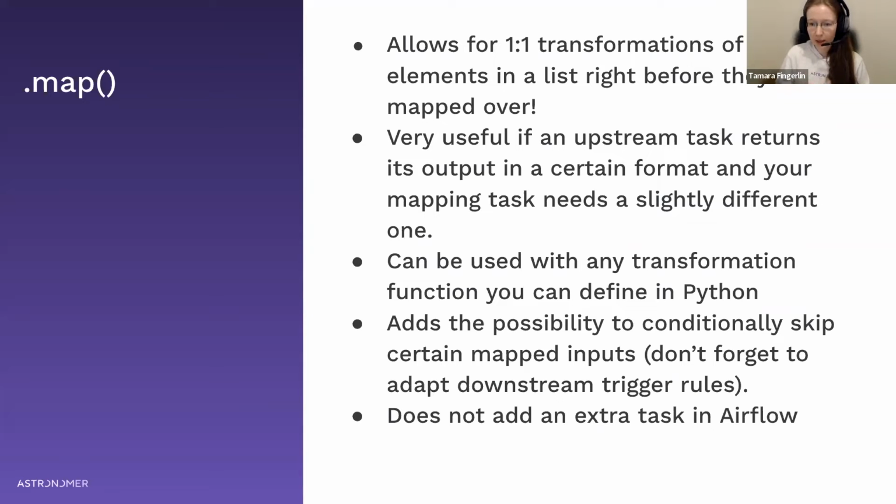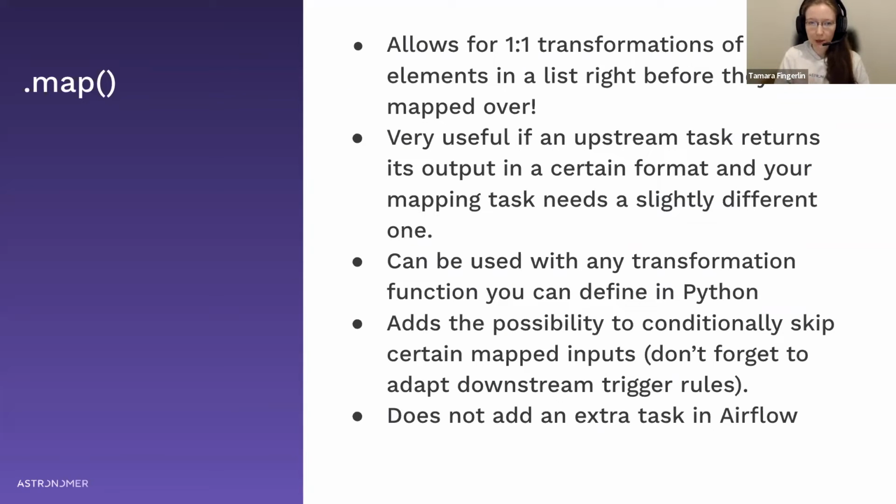So .map takes one positional argument, which is any Python function. So you can have a very simple function that simply changes a string, or you could have a whole script that you import from somewhere else that runs a very complicated transformation on every single element of this list.